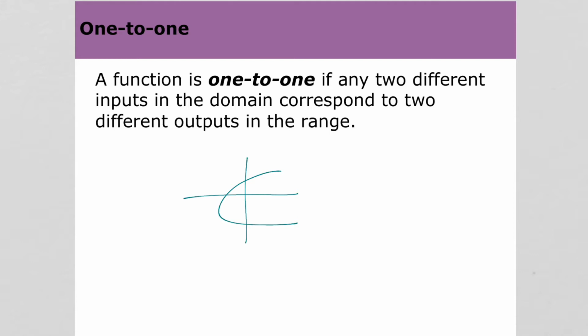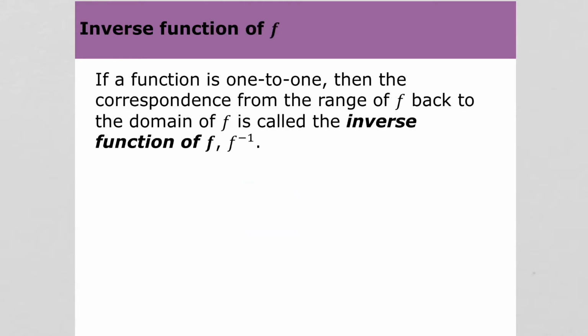This function is not one-to-one because there is more than one y value for a single x value. And we'll talk more about that in a second. Added to that is, what is an inverse function? If a function is one-to-one, then the correspondence from the range of f back to the domain of f is called the inverse function of f. And we denote that with f to the -1 power.